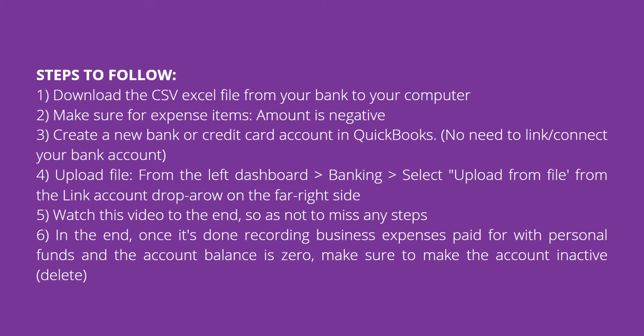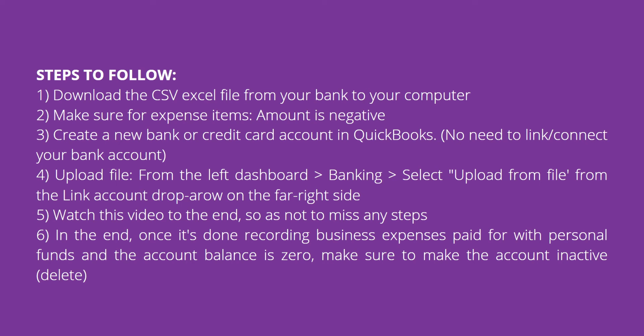On the right hand side, you will see a drop arrow, the place where you see link account, and you select upload from file. I'll show you how to do that. Watch this video to the end so as not to miss any steps or mess up. In the end, once it's done, you're recording business expenses paid for with personal funds, and we want to make that account balance. So whatever business expenses you're paying will go to your equity personal account. That's the focus of this video.